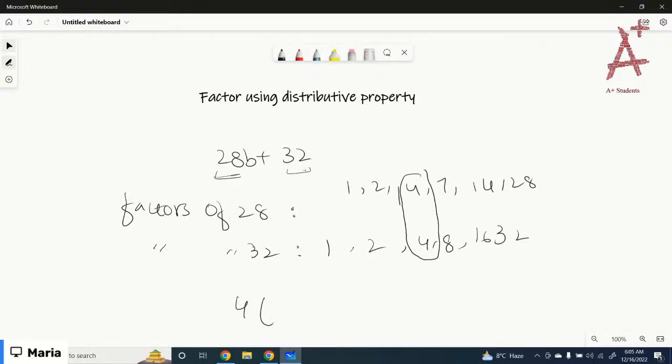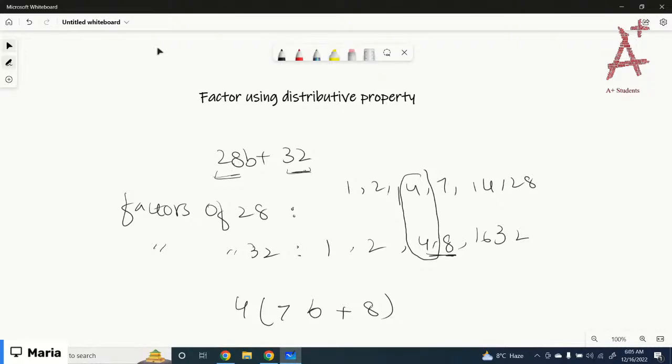4 times what number is 28? 4 times 7 is 28. And 4 times what number is 32? 4 times 8 is 32. That's how we factor the numbers. The greatest common factor for 28 and 32 is 4. So take out common 4 and divide both the numbers by 4. 4 times 7 is 28 and 4 times 8 is 32.